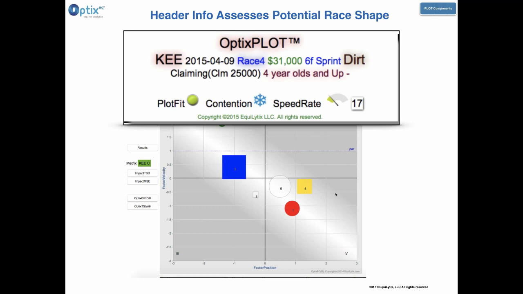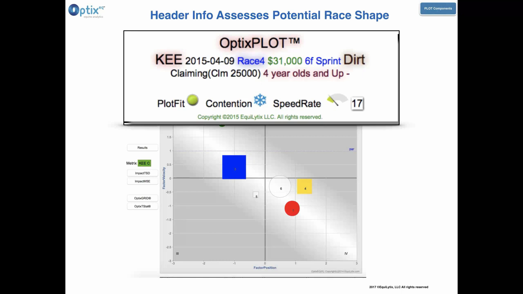If a bunch of horses are coming off layoffs, or running for the first time at this surface and distance, I have no clue. You'll see races where there's a bunch of horses not plotted, and those races aren't predictable. But there are also races that are just difficult based on the horses entered. They just don't have a particular run style that fits.